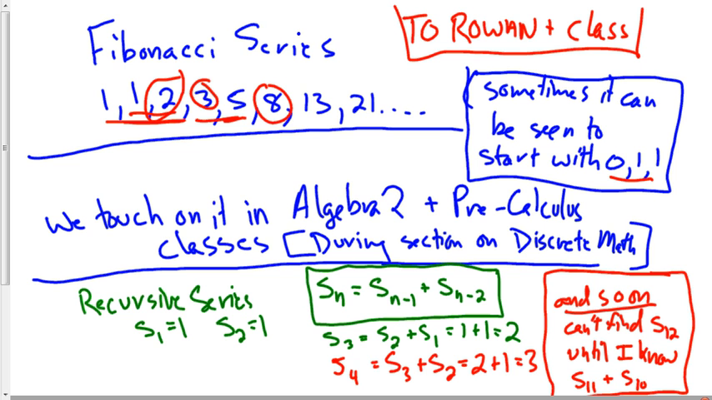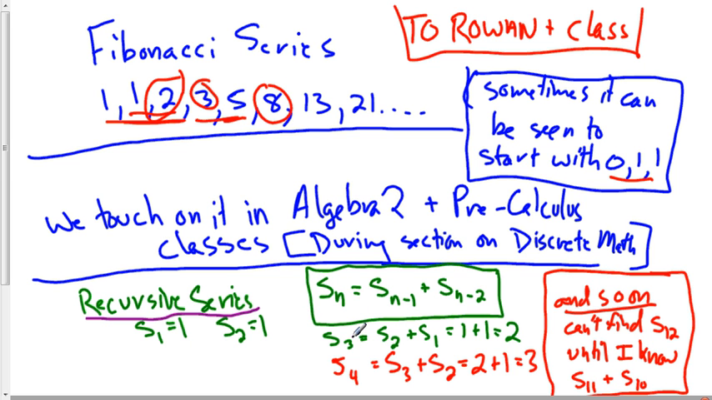So where this comes up is in a recursive series, which, what does that mean? It means we have to know the previous term to figure out the next term. So for the Fibonacci series, they tell us the first number in the series is 1, that's S1. Second number in the series is also 1. So in order to find the nth term, I have to know the previous two terms. Well, what does that mean?